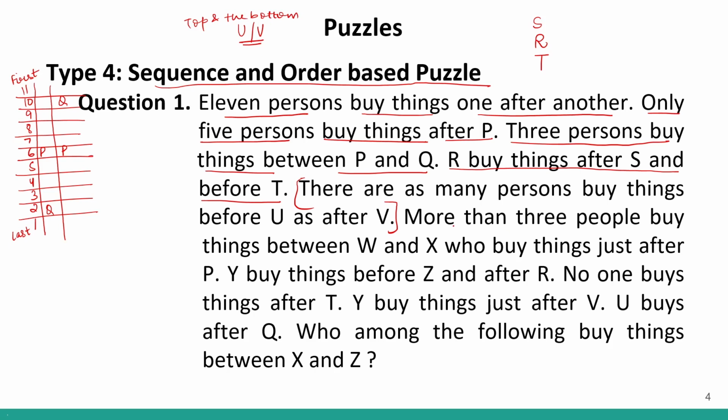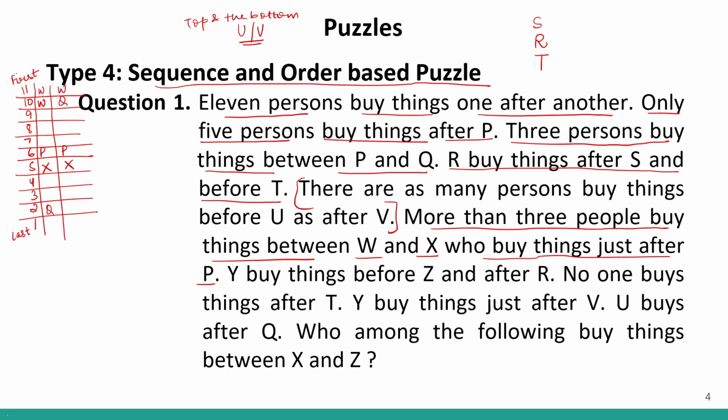Now, more than 3 people buy things between W and X, who buys things just after P. So it is given to us that X buys things just after P. So X will come over here. More than 3 means at least 4. So 1, 2, 3, 4. I can have my W here, and in this possibility I can have my W here. I can have my W here also.